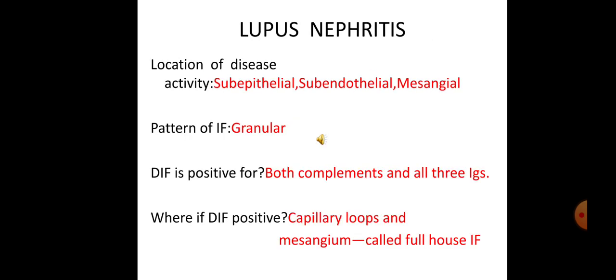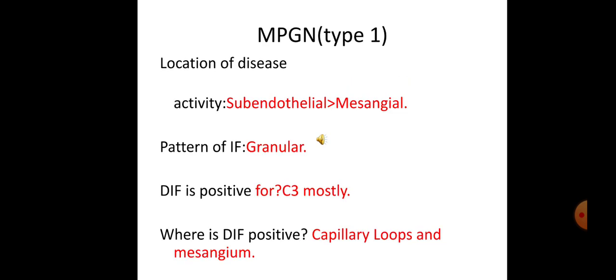Lupus nephritis. In this condition, the location of disease activity is subepithelial, subendothelial, and mesangial, and the pattern of immunofluorescence is granular. DIF is positive for both the complements and all three immunoglobulins, and DIF is positive along the capillary loops and mesangium. So this is known as the full house immunofluorescence, which is seen in lupus nephritis.